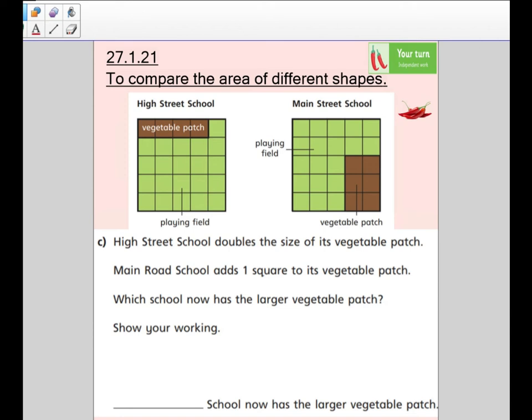The third part for this question is suitable for chilli 3. It says High Street School doubles the size of its vegetable patch. Main Road School adds 1 square to its vegetable patch. Which school now has the larger vegetable patch? Show your working and then complete the sentence below. Pause the video and have a go now.